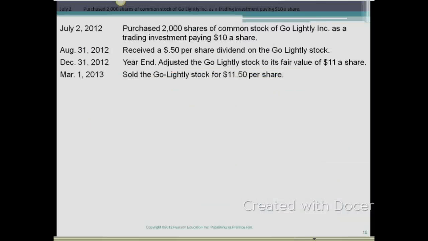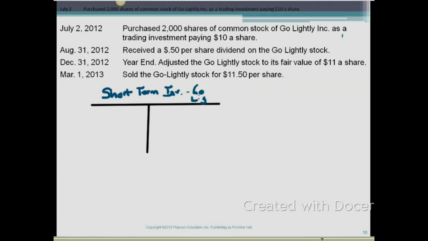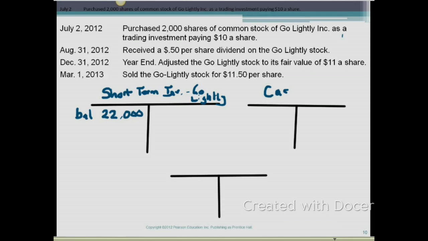Let's continue with the same example. Now we are on March 31st, 2013 transaction. We sold the Golightly stock for $11.50 per share. You know that your carrying amount of your short-term investment was $22,000. Now we're going to be selling that investment, and we're going to sell it for $11.50 per share. You know that when we sell an investment, we receive cash. How much cash do we receive? We receive $11.50 per share times 2,000 shares, a total of $23,000.